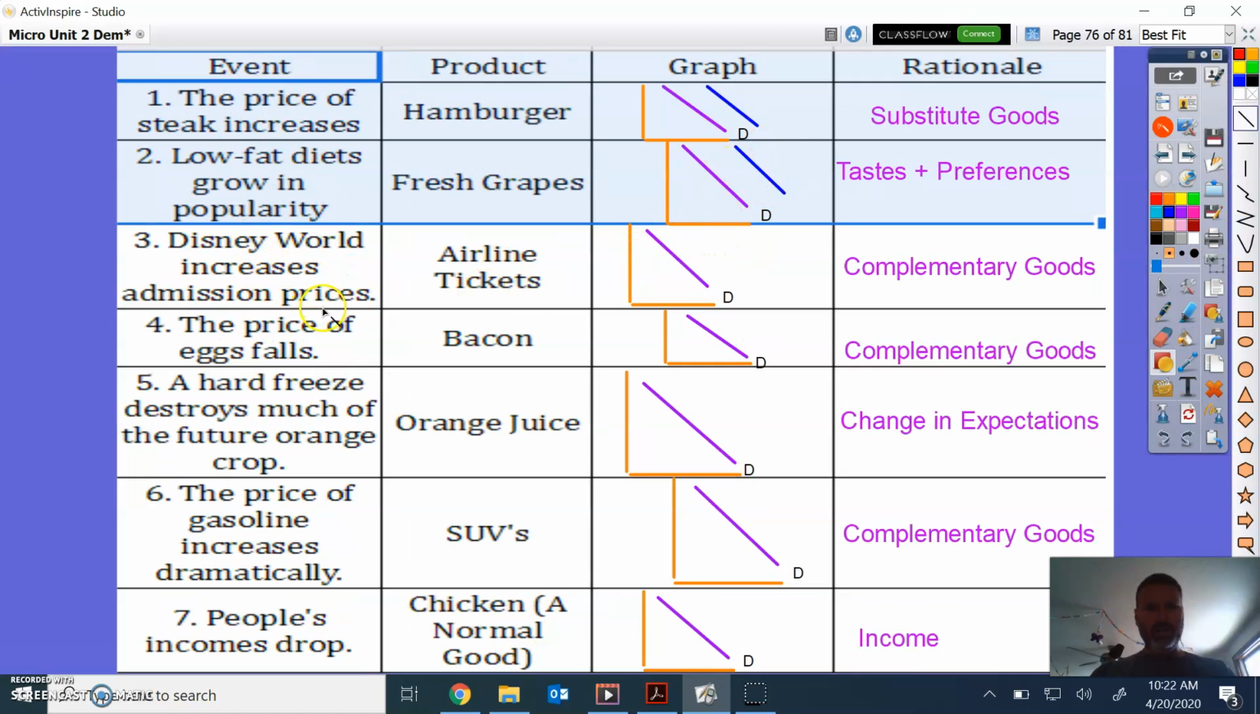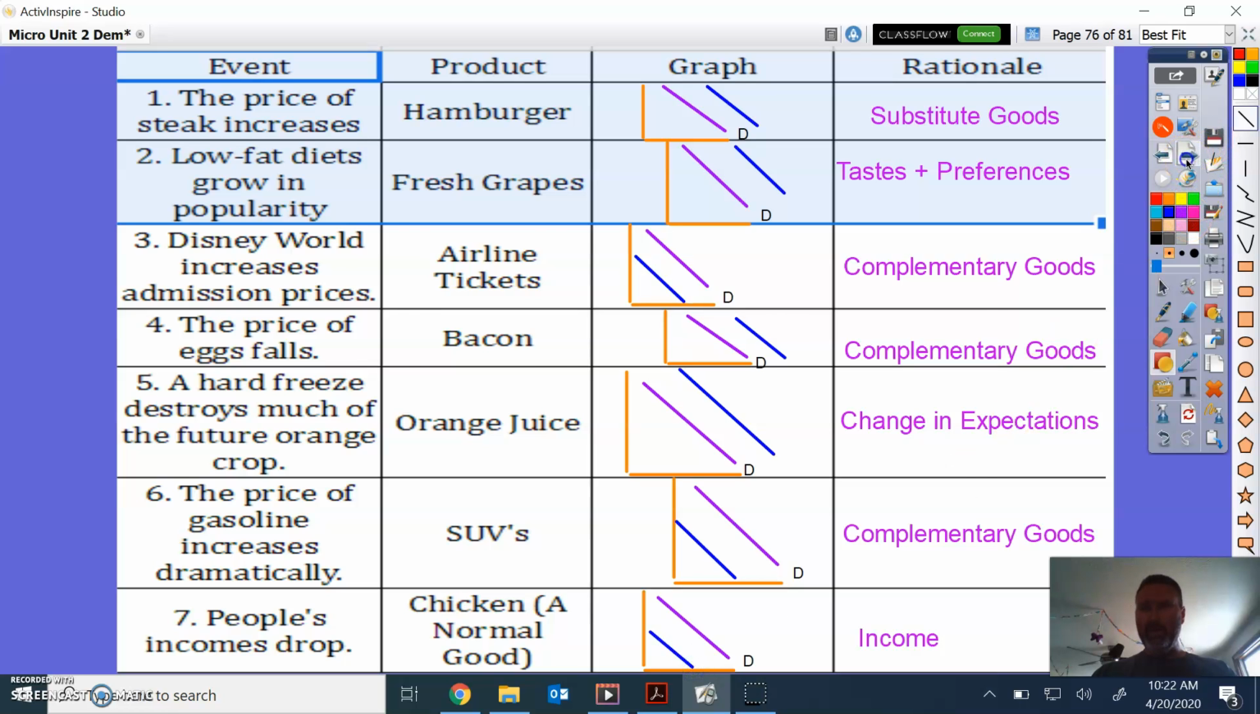Disney World increases admission prices. Okay, if Disney World's increasing admission prices and tickets to Disney World, okay, what's going to happen? People are probably going to go, less people. Probably not a lot less, but some less. The price of eggs falls, demand for bacon, out, right? Hard freeze destroys much of the future orange crop, so people are going to buy orange juice now. Demand's going to move out. The price of gasoline increases dramatically. Demand for SUVs is going in. You're going to buy hybrids. People's income drops. So people are going to buy less of something because they have less money. It's going to move the demand curve in.